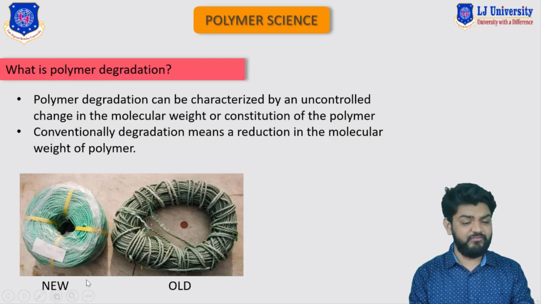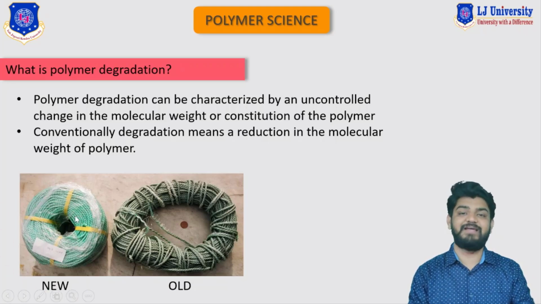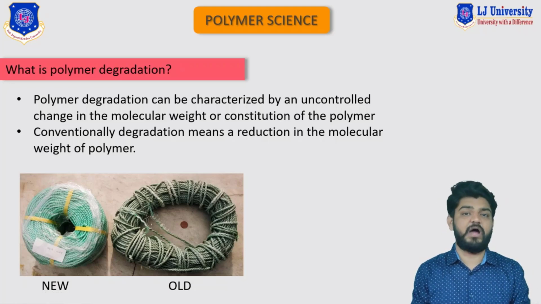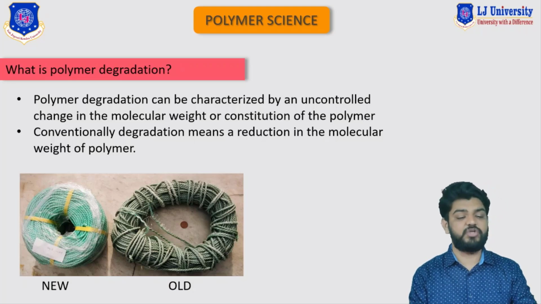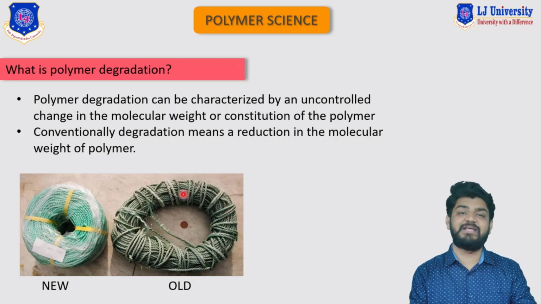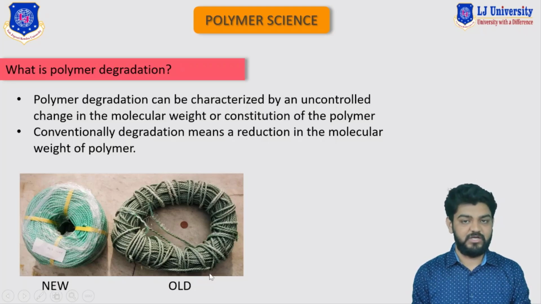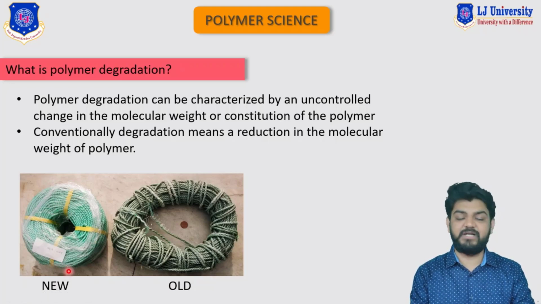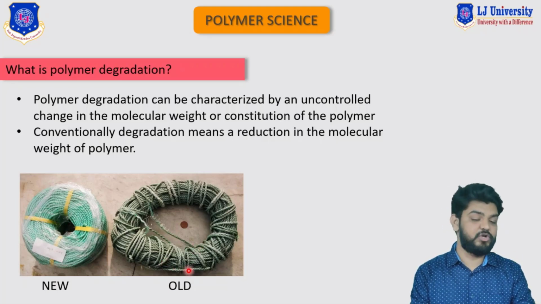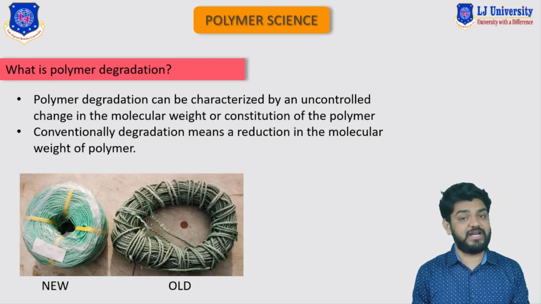Here in this image you can see a before and after image of a polymer. I have taken one rope that is newly purchased. As you can see, this rope has its own shape, its color and its strength. But after some time of usage, this polymer rope is now degraded. You can see that it has clearly lost its color. Even its shape has changed. You can compare that the newly purchased rope has a specific shape, but this old rope has lost its shape completely. Even its strength is reduced drastically.